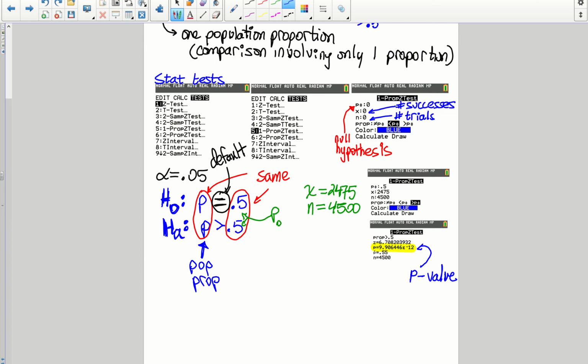Yeah, so when you write a solution on a test or in a project, can you read out what the answer was? This one? Yeah. The p-value, the number? Yeah. 9.906446.